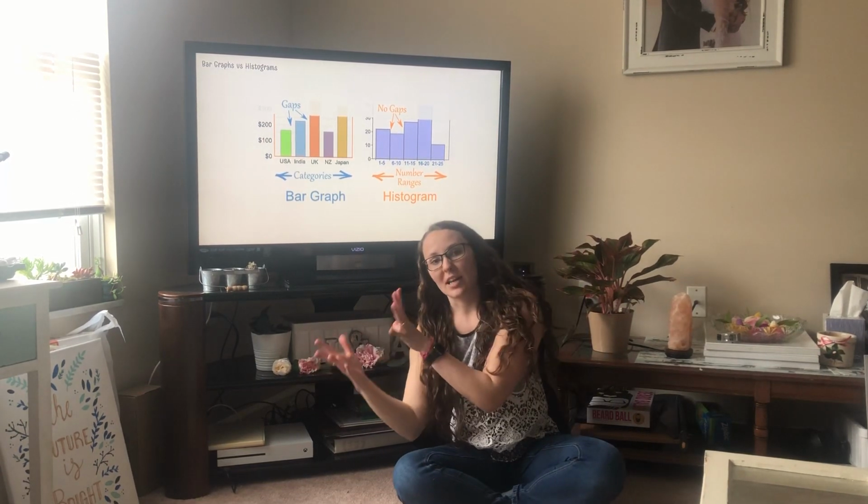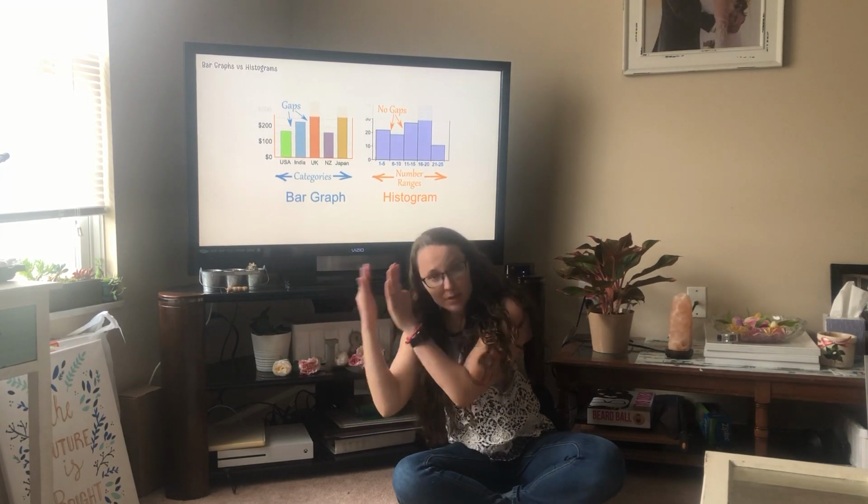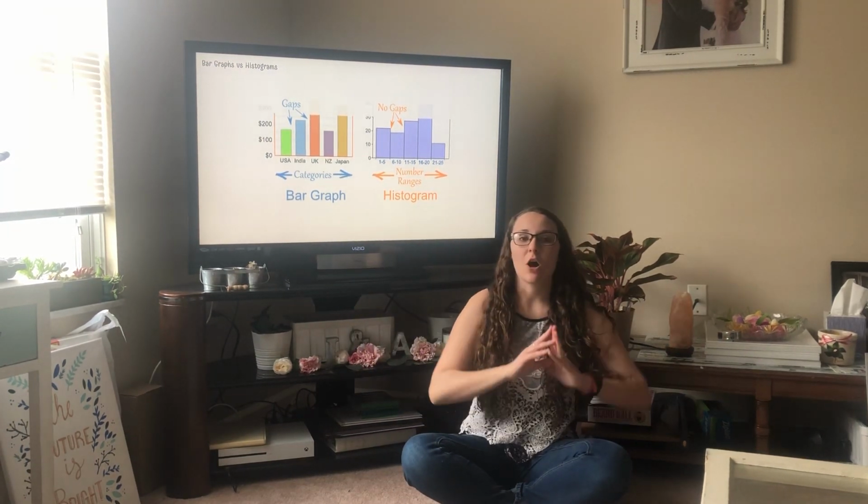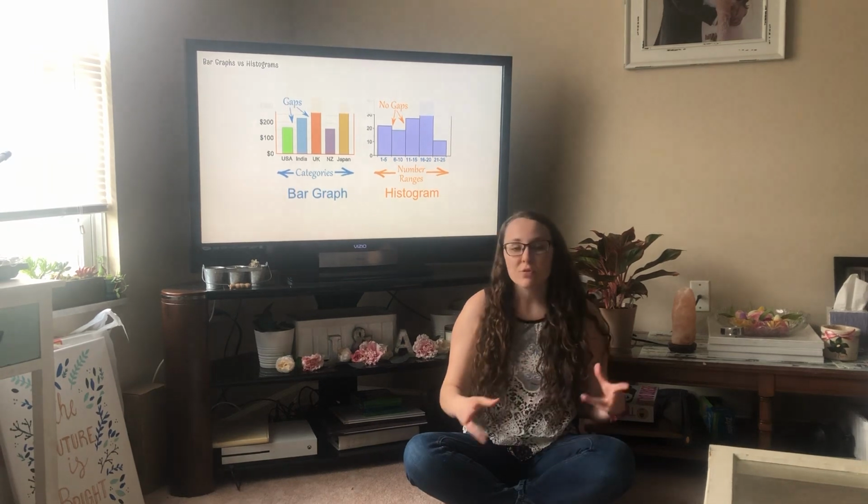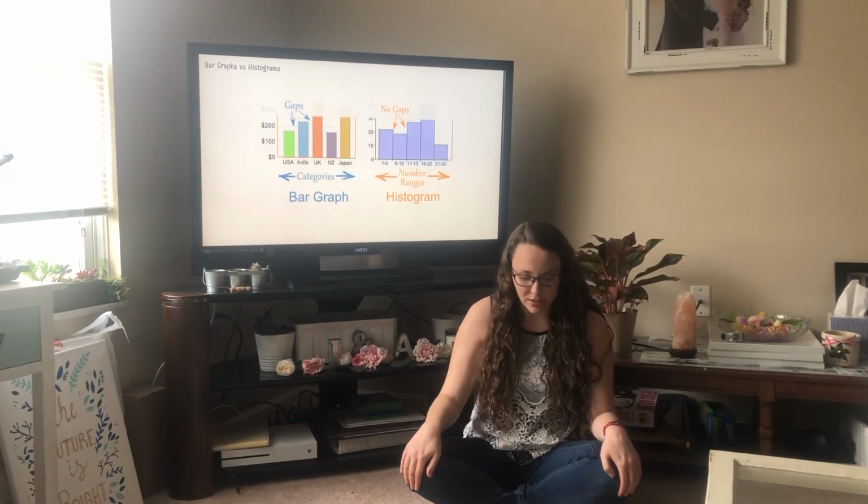So bar graphs represent categories, and they have gaps between the bars. Histograms are a range of numbers with intervals, and there are no gaps in the bars.